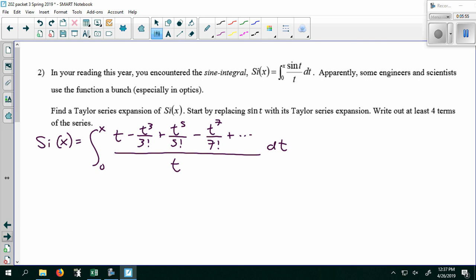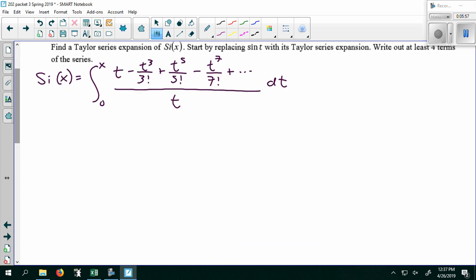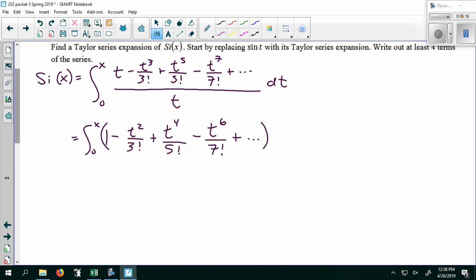I'm going to divide t into each term of the numerator. So t over t is 1. T cubed over t is t squared. T to the 5th over t is t to the 4th. And then t to the 6th over 7 factorial plus dot, dot, dot, dt.